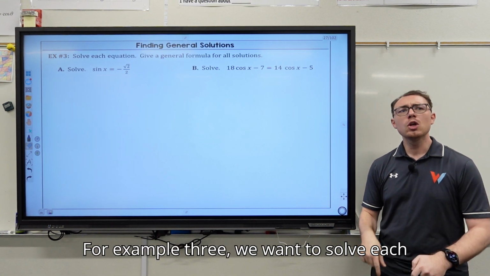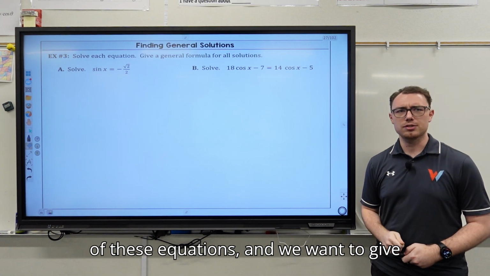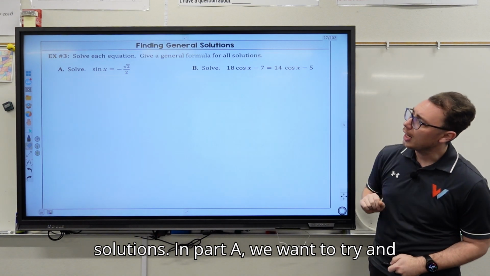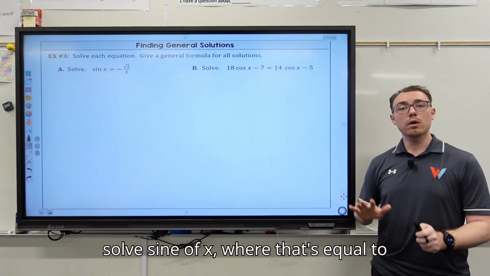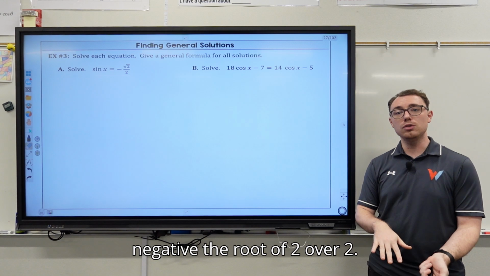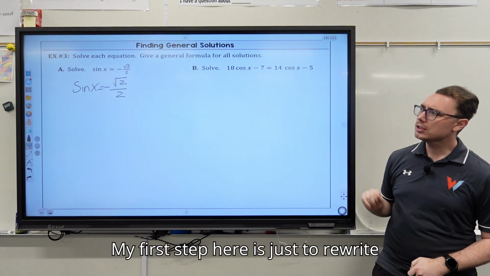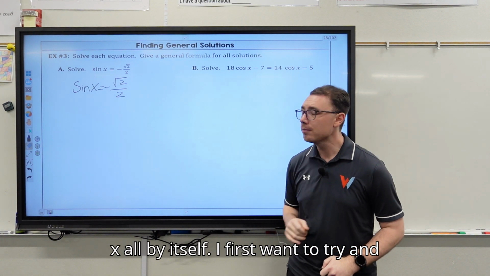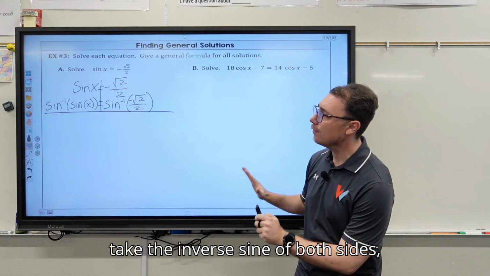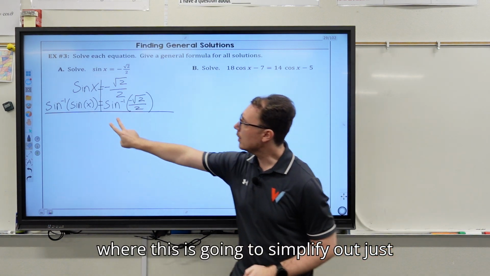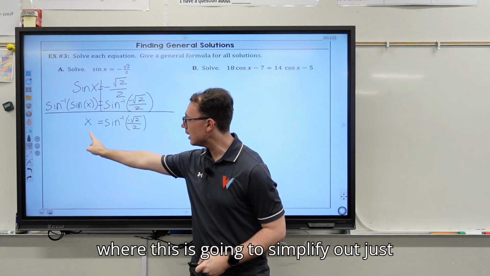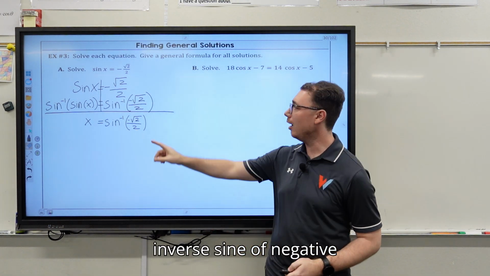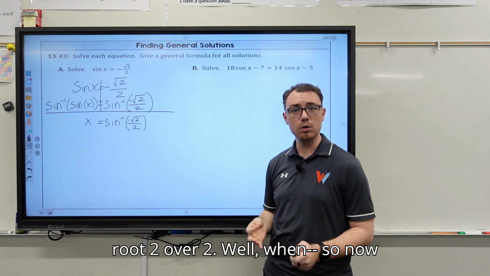For example 3, we want to solve each of these equations, and we want to give that general formula for all the solutions. In part A, we want to try and solve sine of x, where that's equal to negative the root of 2 over 2. My first step here is just to rewrite that equation, and I want to try and get x all by itself. I first want to take the inverse sine of both sides, where this is going to simplify out just the x here, and this other side now is the inverse sine of negative root 2 over 2.